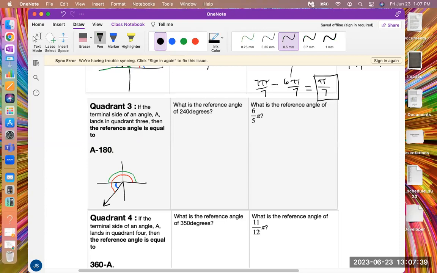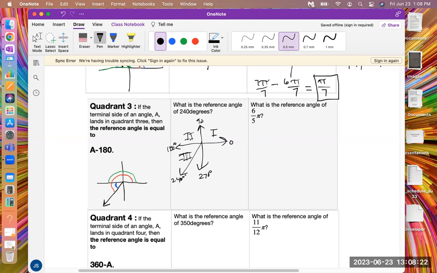So let's see an example. What is the reference angle of 240 degrees? First, let's verify that that's in quadrant 3. I have memorized that quadrant 1 is between 0 and 90. Quadrant 2 is between 90 and 180, and then quadrant 3 is between, did I say quadrant 3 or 2? But anyway, this angle is in quadrant 3, and we're doing quadrant 3 problems right now. So between 180 and 270. So in fact, 240 is in quadrant 3.